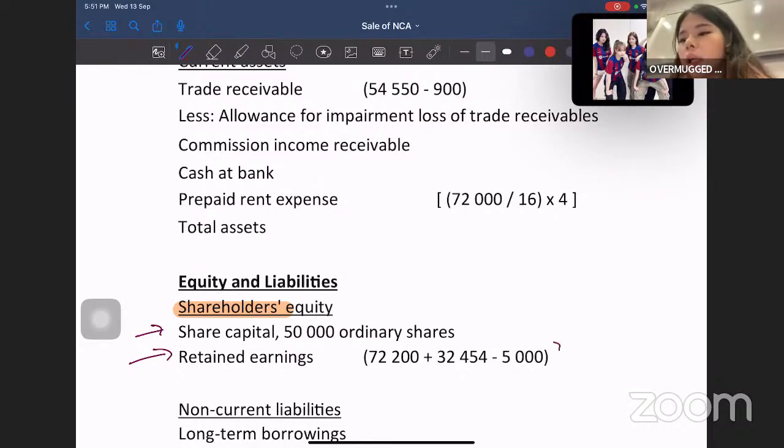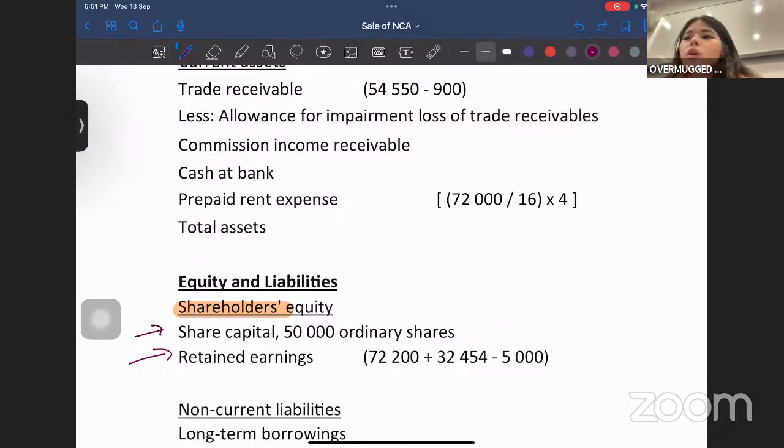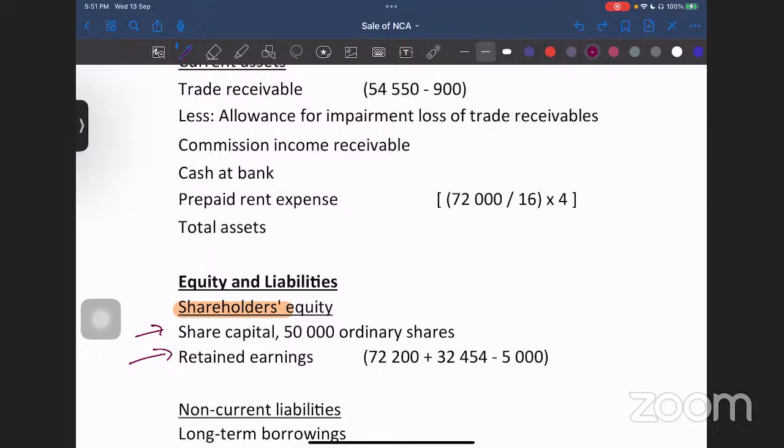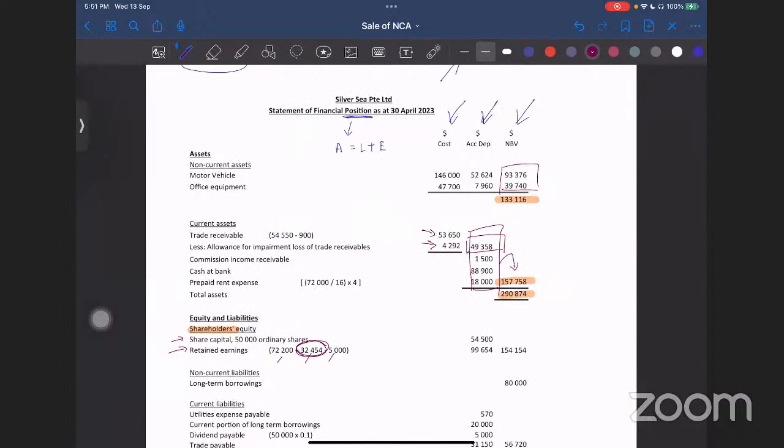So retained earnings, look at this formula. This is whatever I was going through with you just now. Okay, so your retained earnings plus profit minus drawings. Okay, retained earnings plus profit minus drawings. So where I get this 32,454 from, it is from here.